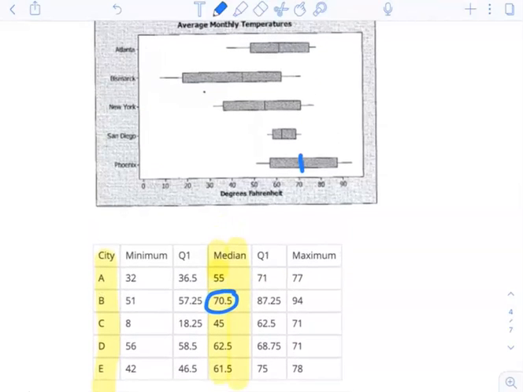Here's 70, and here's the median of this graph. So I know that B must be Phoenix just by looking at the median. I could do the same thing and look at the smallest median. The smallest median is 45. So let's look at where there is a small median. So here's about 45. So this graph here has a median at about 45 if I were to go down. Okay, so that means I know that C has to be Bismarck.